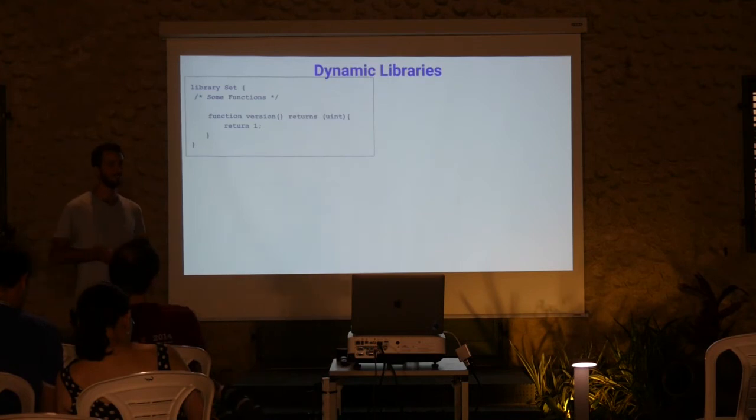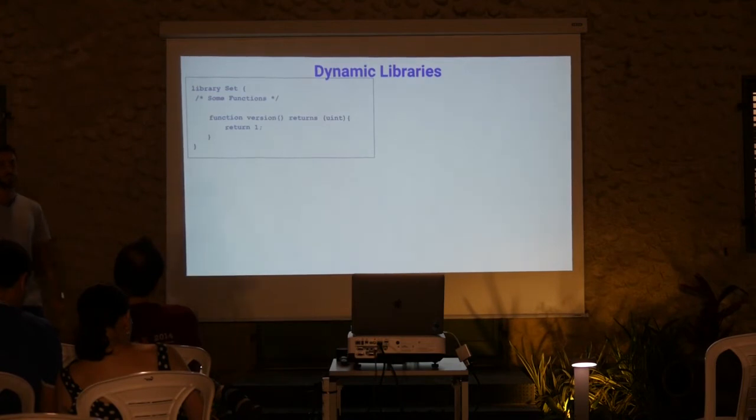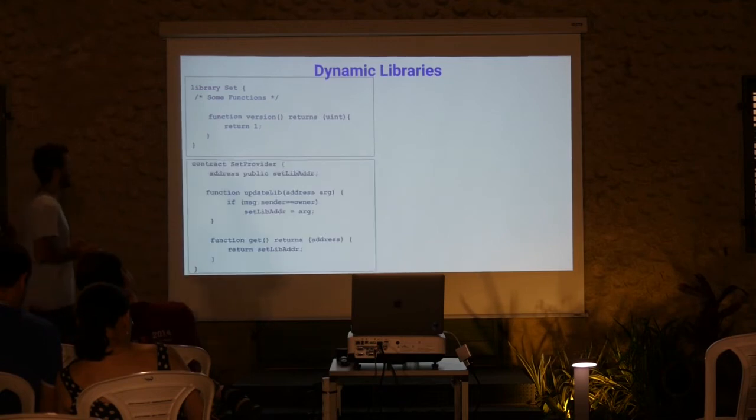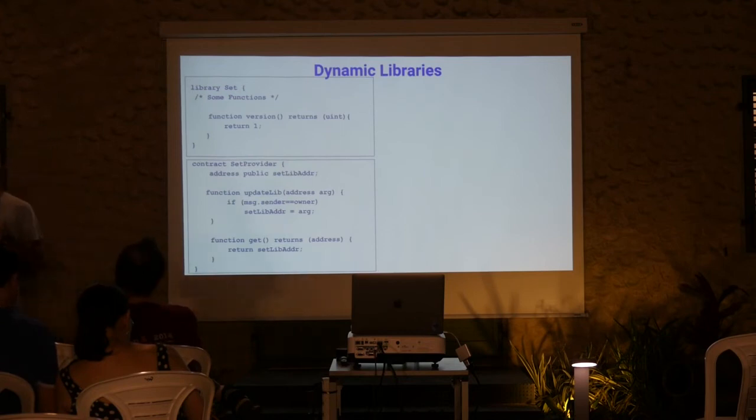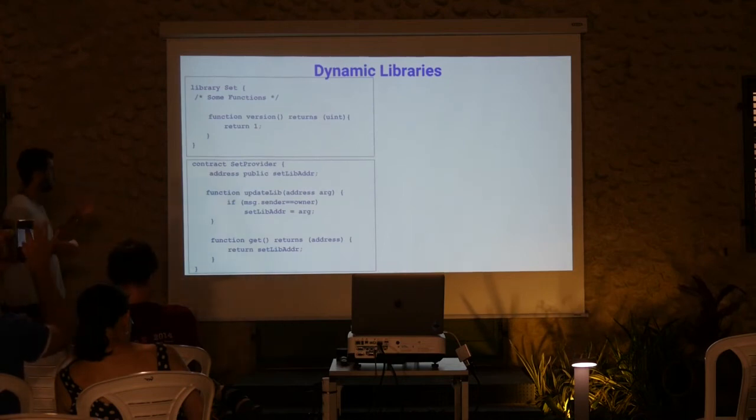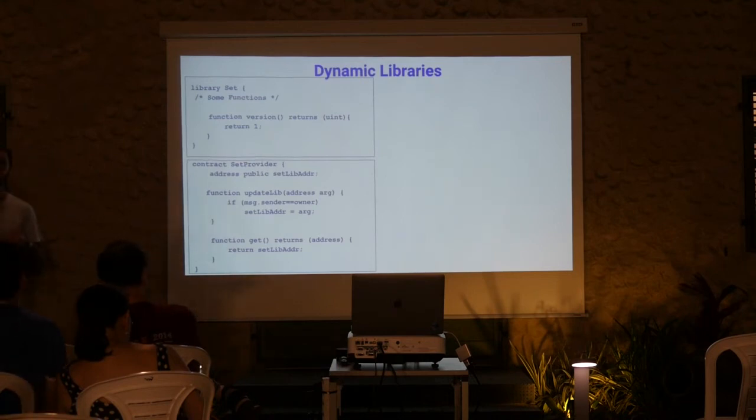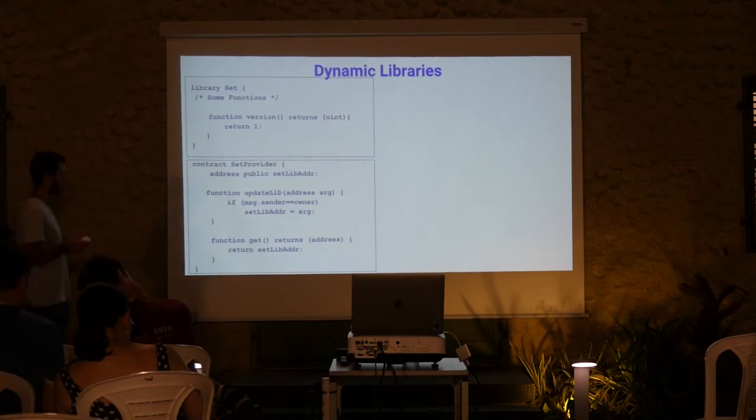So let's see the problem here. Let's say I have a library called Set, which has a function version, which returns one. And I have the SetProvider. This is the special smart contract which holds the updated address of my library. And we have the updateLib function that gets an address and updates the setLib address. We also have a get function, which returns the updated address of the library.